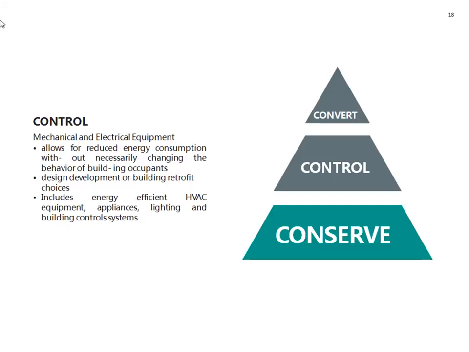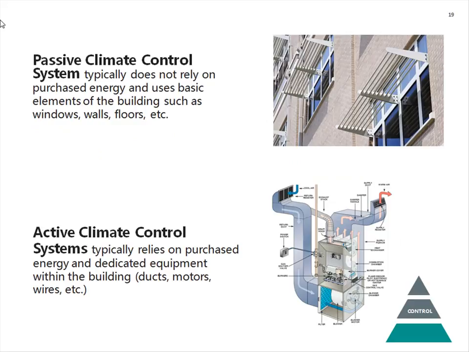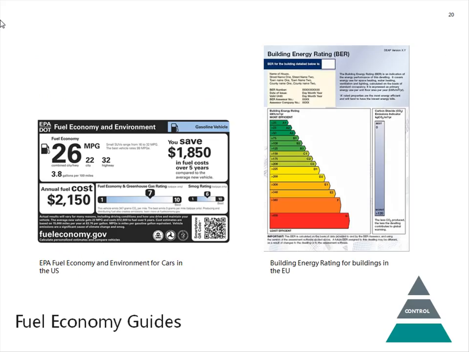So moving up the triangle to the next tier of control, and I will say they'll get shorter as I get further up here. This is one that looks at mechanical and electrical equipment. It allows for reduced energy consumption without necessarily changing the conditions on the inside. It's for new construction and retrofits. So here, we're dealing mostly with active climate control systems.